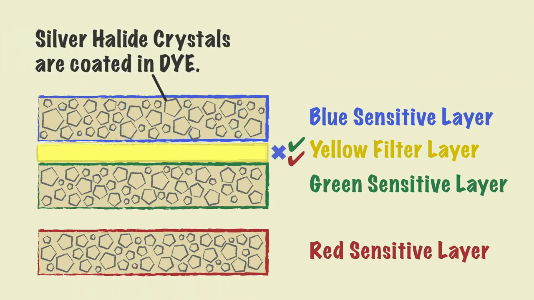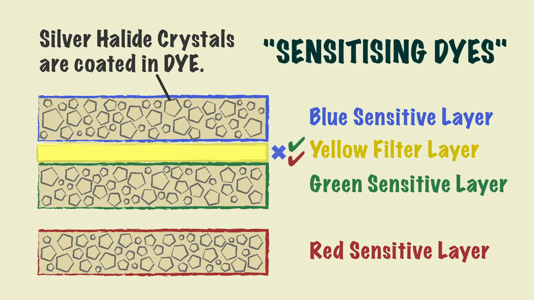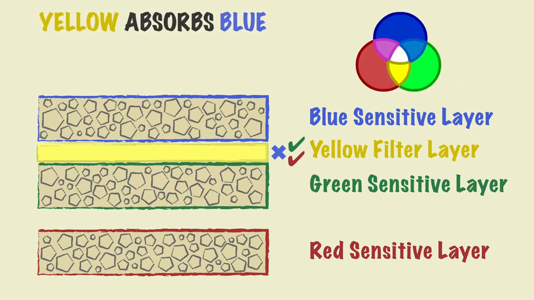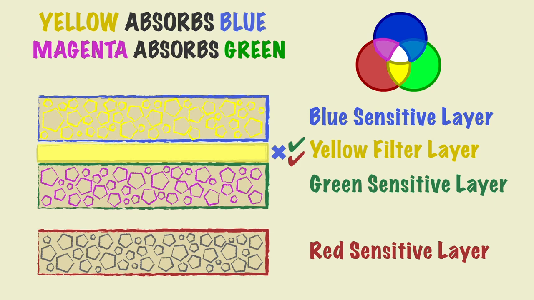There are also dyes which coat the silver halide crystals on each layer and enable them to only absorb the correct wavelengths. These are called sensitizing dyes, and as we established before, yellow absorbs blue, so the sensitizing filter dye on the blue sensitive layer will be yellow. The same logic is applied to the green and red layers, which are also coated in their inverted colours. So as you can see on this colour wheel, there are magenta dyes on the green sensitive layer and cyan dyes on the red sensitive layer.